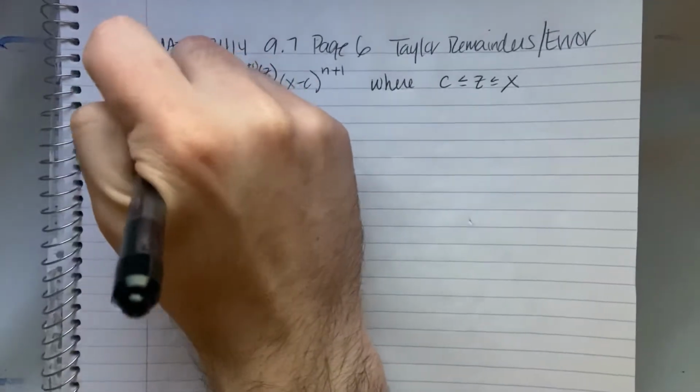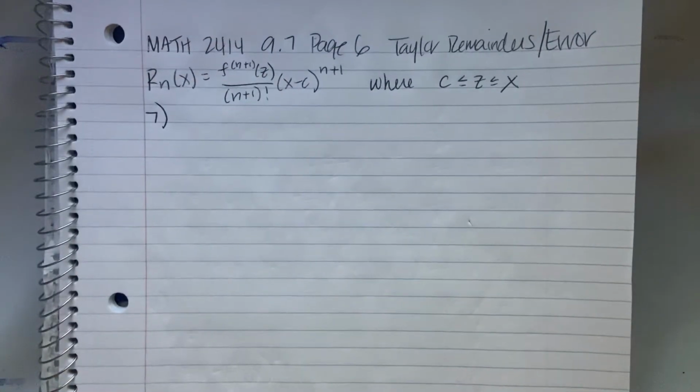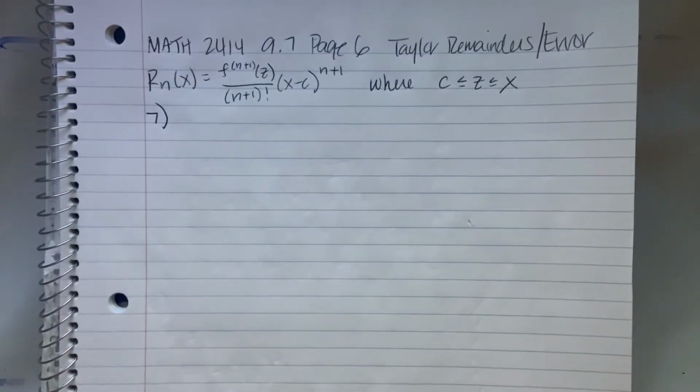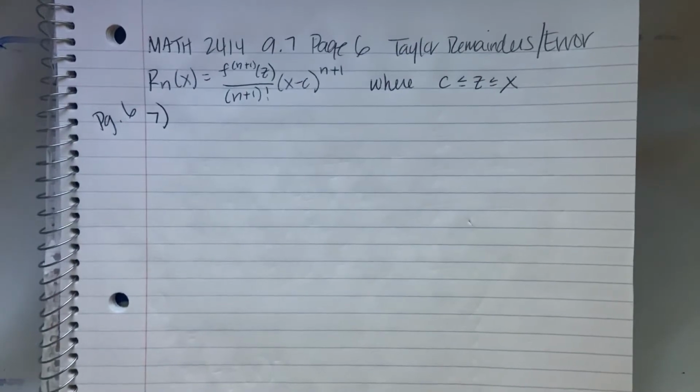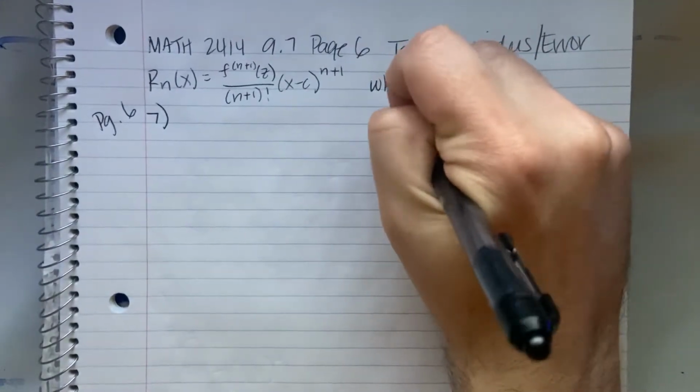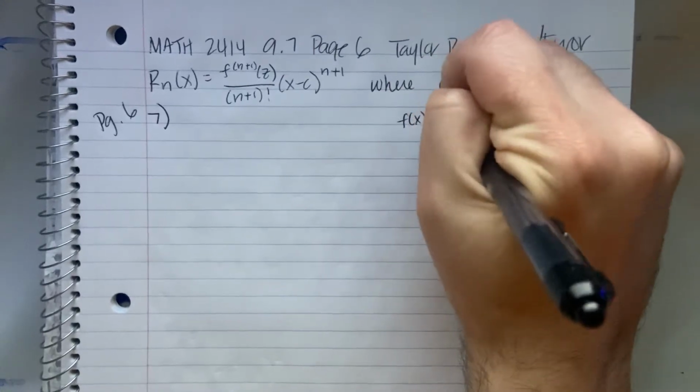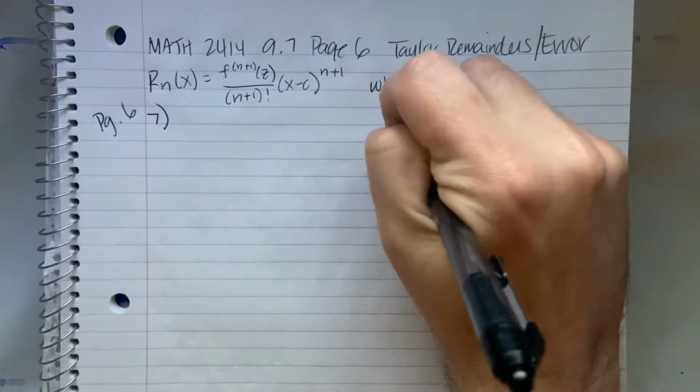So let's look at number 7 on page 9.6, or number 7 on 9.7, it's on page 6. It's a tongue twister. Determine the accuracy of the approximation of sine of 0.1 using the third Maclaurin polynomial. Okay, so we know our function is sine of x. We need the derivatives.